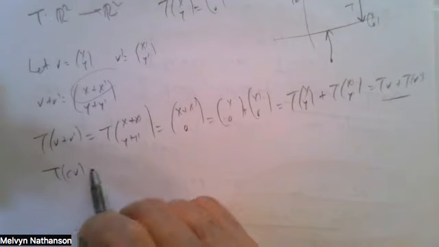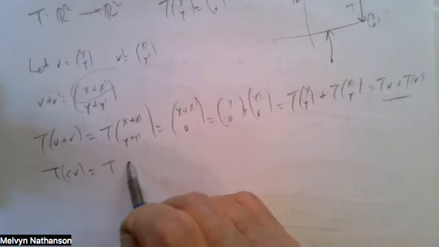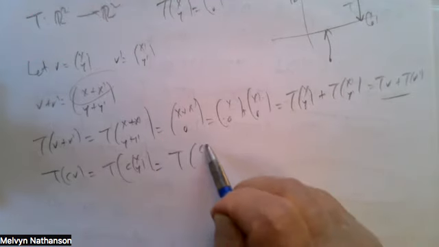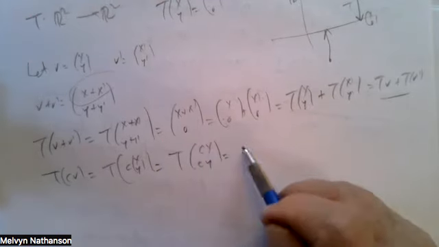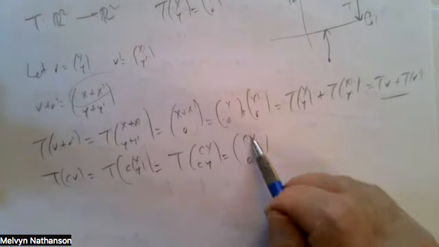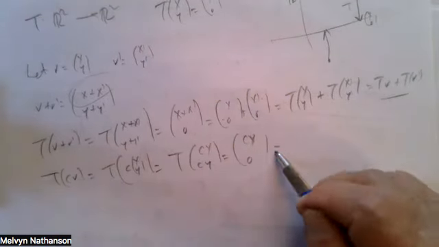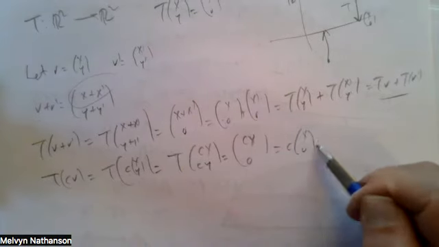And T of c times v is T of c times the vector (x,y). That's T of the vector (cx, cy), which is (cx, 0), right? Just replace the second coordinate by 0. This is c times (x,0), which is c times T of (x,y), which is c times T of v. So T of cv is c T of v.